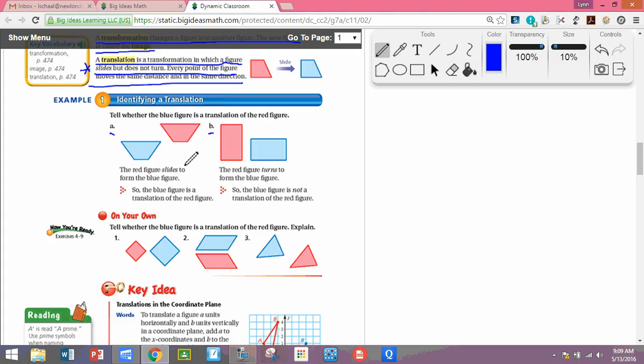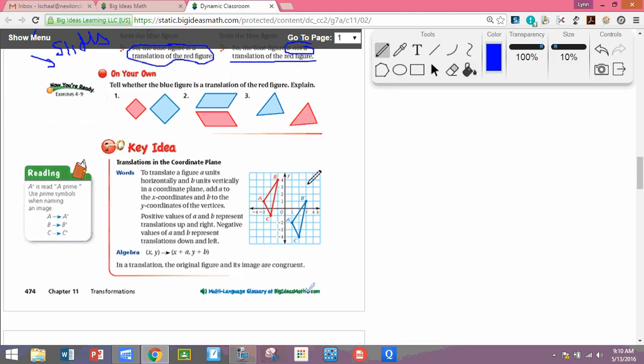Okay, so if you look at these first two examples here, you have example A and example B. Example A just slides to the right and up, so therefore it is a translation because it just slides. This one, B, is not a translation, okay? It's not a translation because it flips, or it turns, it rotates, it changes its direction. So therefore, it is not a translation.